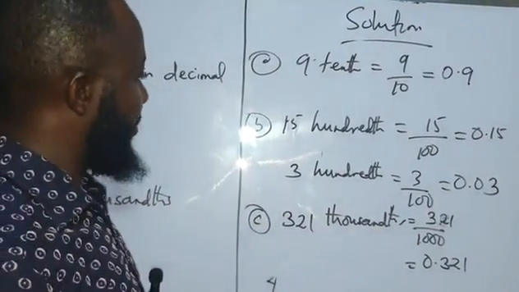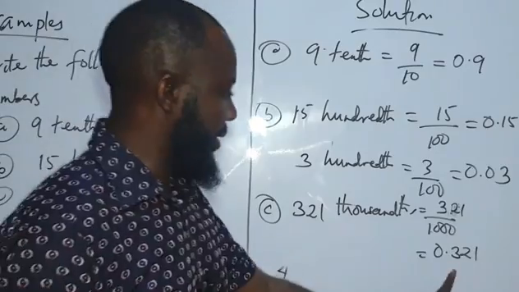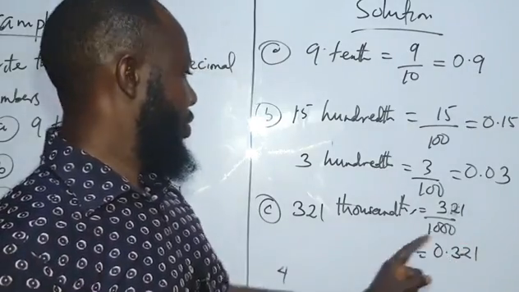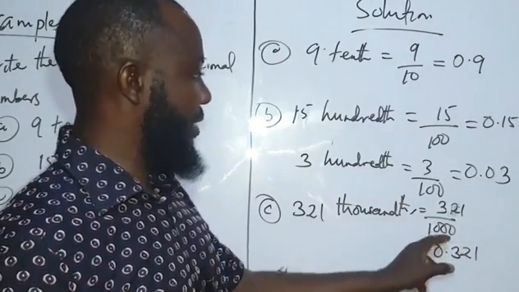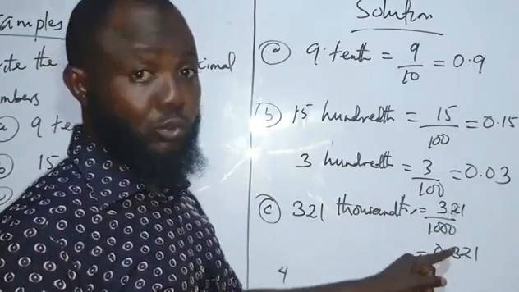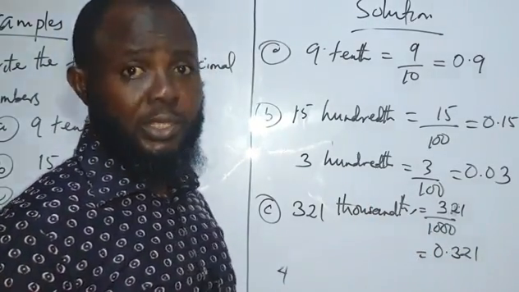So that means that before you can write it as a decimal, you must first of all take it to fractions so that you do not make a mistake, right? So thousands means dividing by 1,000. Hundreds means dividing by 100. If it is million, you divide by what? 1 million, and so on and so forth. That is that.